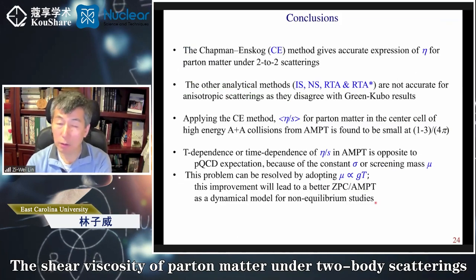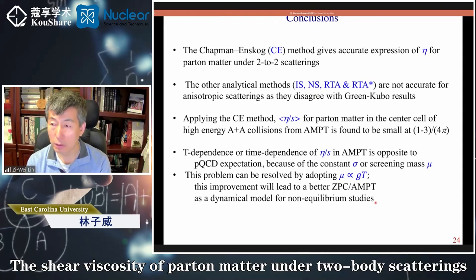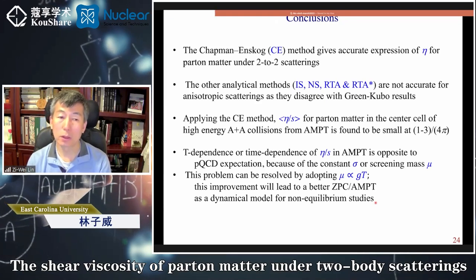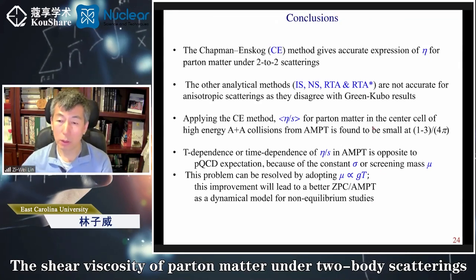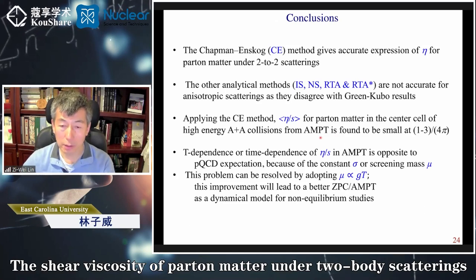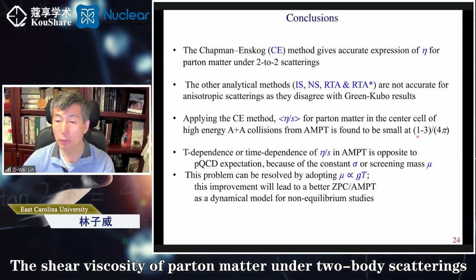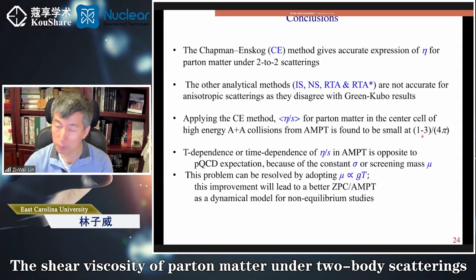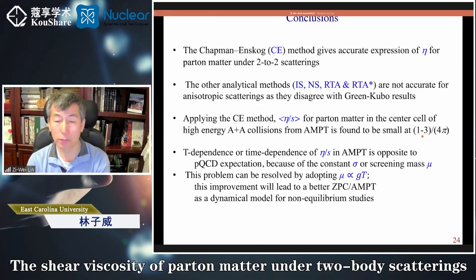So now I come to conclusions. I hope I showed you that the Chapman-Enskog method is accurate for 2→2 scatterings in general. The other methods are not accurate. And then we applied the CE method to the parton matter in the center cell of the AMPT model for high energy RHIC or LHC heavy ion collisions, and found the shear viscosity η/S average value to be very small, about 1 to 3 times 1 over 4π, despite the small cross section. And presumably, that's why the AMPT model can reproduce the flow data.